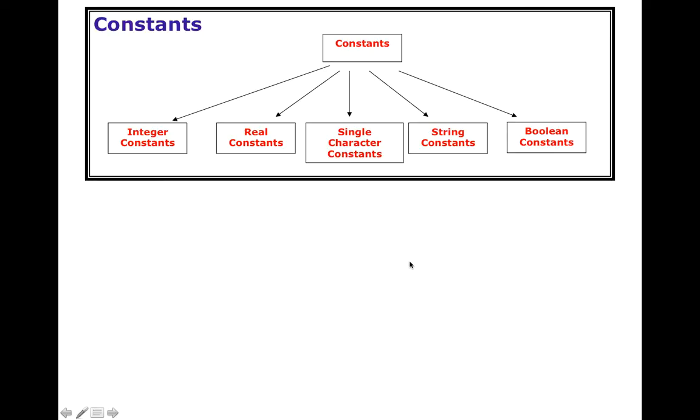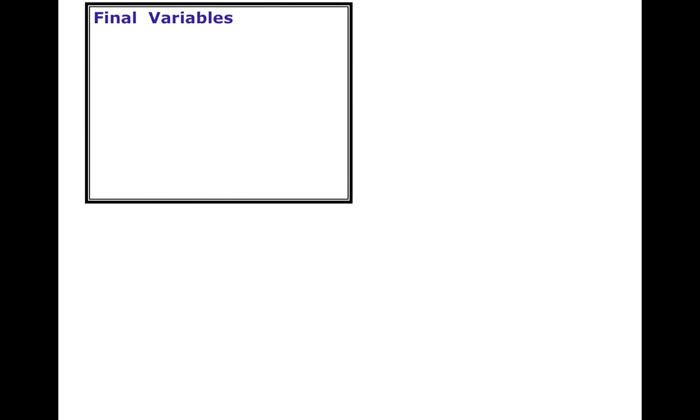So now once you know constants, let's talk about final variables. Now have a look at this statement. This statement is called declaration and initialization. In this statement, I have created a variable pi. After writing this statement, after declaring pi, if I write this statement, what do you think? Is it valid or invalid?